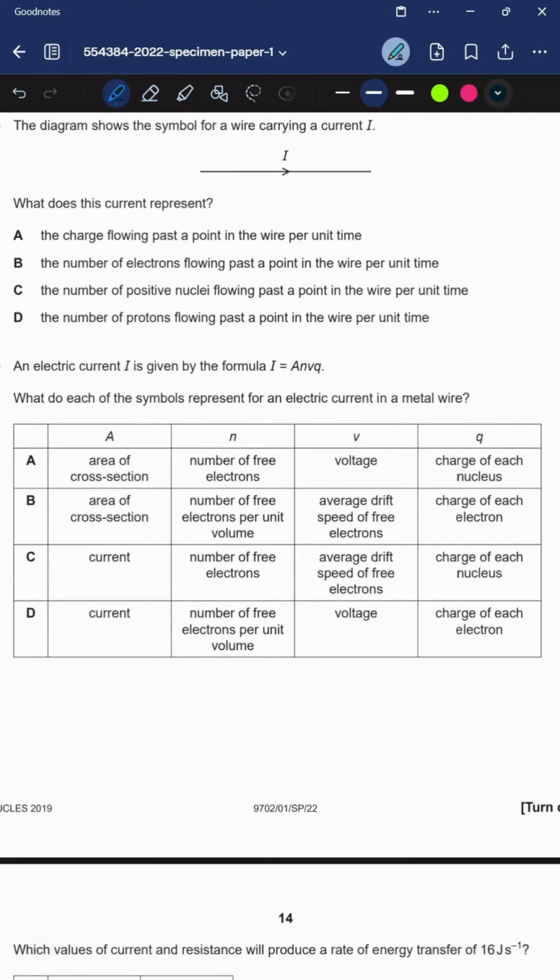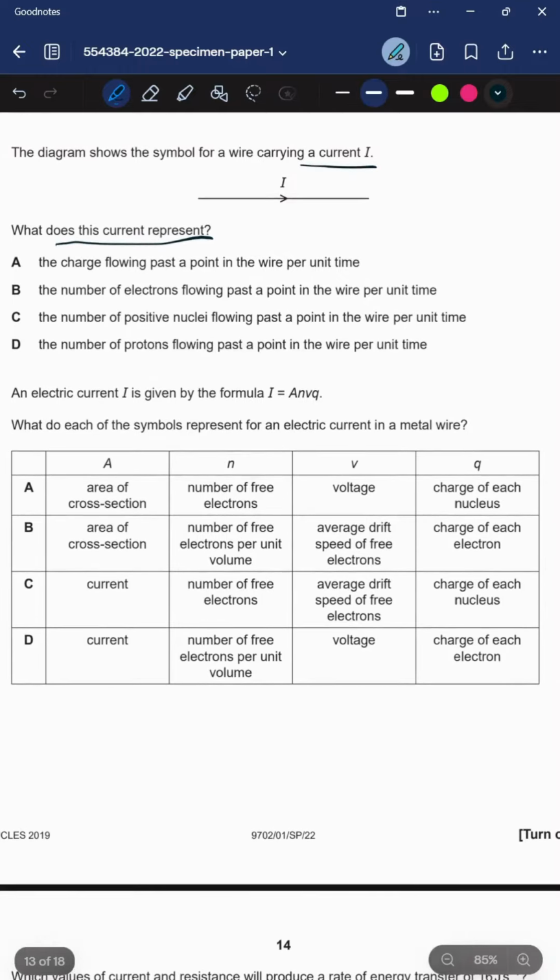The diagram shows a wire carrying a current I, and what does this current represent? We need to analyze this and tell what this current represents in these 4 points. Alright, so let's analyze them one by one.